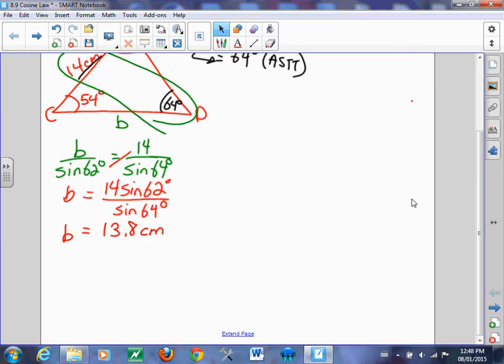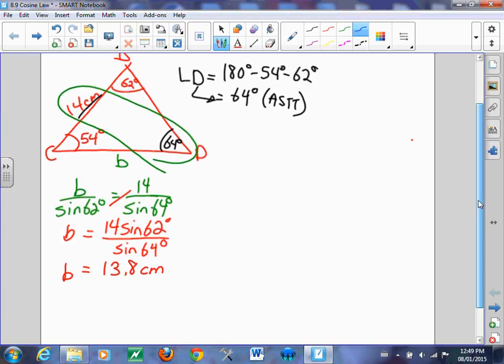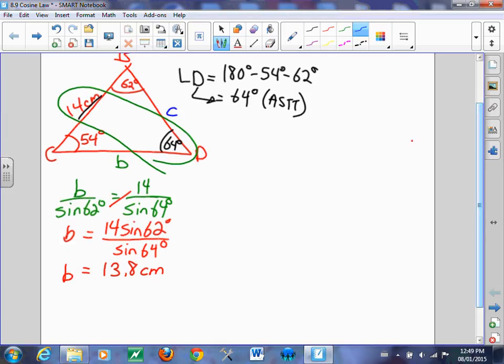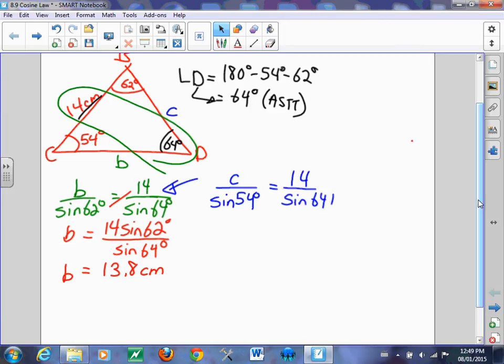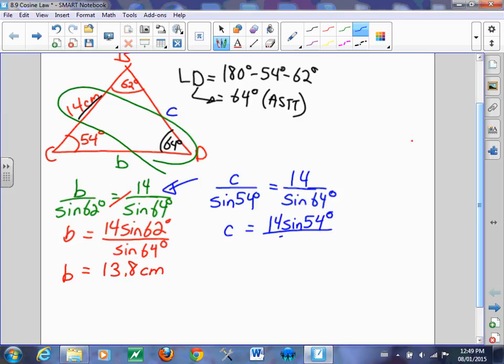The last side we have to find is side C. So C over the sine of C, which is 54 degrees, equals the match, which is 14 over, and I just look right here because you already have the match. You don't even have to go back to your diagram because it's already written here. Sine of 64 degrees. Let me erase that. All right, let's get C by itself. So C equals 14 sine 54 degrees divided by sine of 64 degrees. Plug it in your calculator, and C equals 12.6 centimeters.